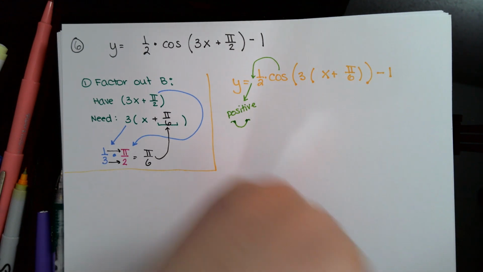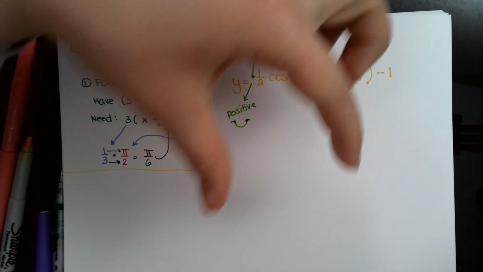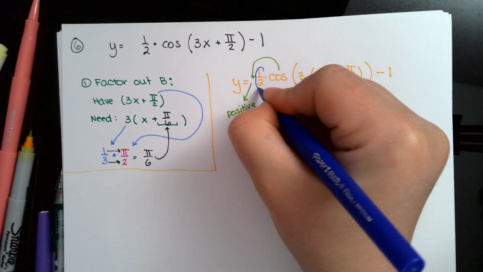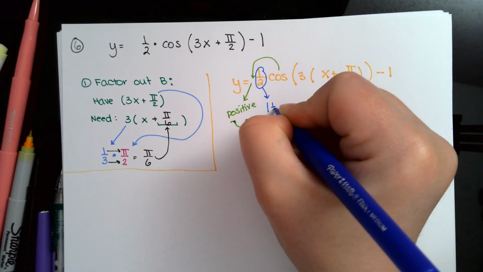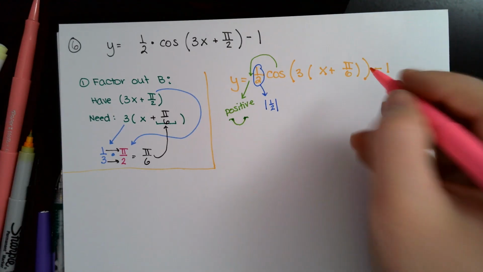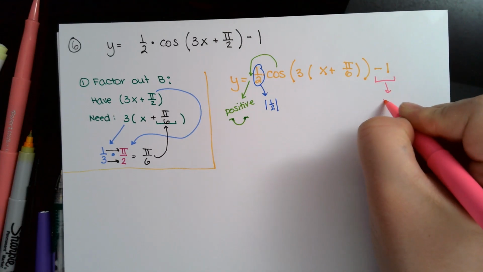Let's see if I can do it here with my shadow. Flip, nope, can't do it. Flipped upside down if it's negative. Next, we are looking at our A value. A value is our amplitude. We always want to take the absolute value of our A value. Then we are looking at the K value, and K value is your midline.